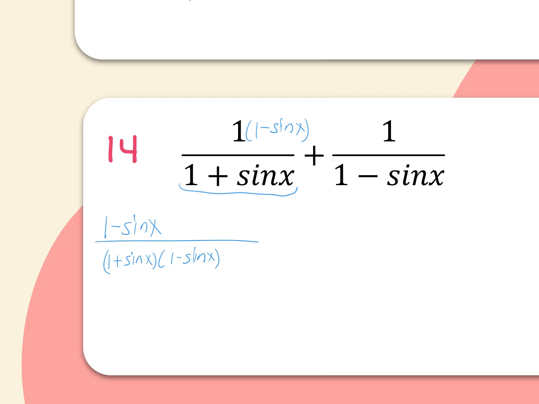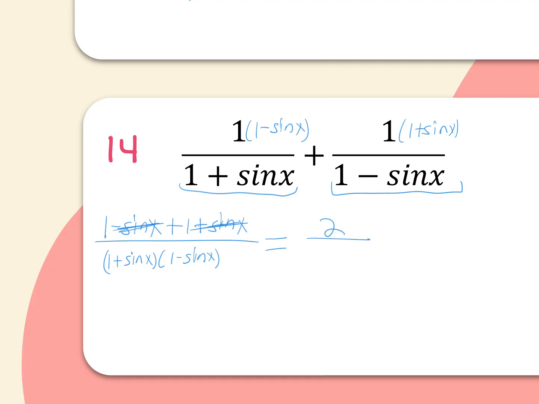Same thing with this next one. We have a 1 minus sine of x, but it's missing the 1 plus sine of x, so I'm going to have to multiply by 1 plus sine of x. So I have 1 minus sine of x plus 1 plus sine of x. And then notice that things cancel here, right? Sine of x minus sine of x cancels out, and you're just left with 2.